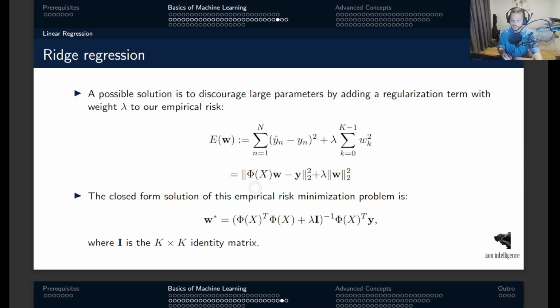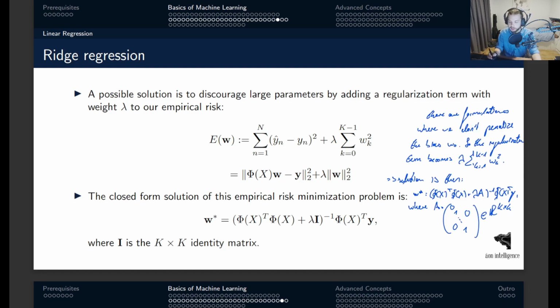And minimizing this new cost function has a solution that looks very similar to what we found before. So W star almost looks like what we had before, but this time we add lambda times the identity matrix to the object that we take the inverse of. Note that there's an alternative formulation of ridge regression. Oh, by the way, this entire idea is called ridge regression. And in this alternative formulation, we don't penalize the bias, so w0.